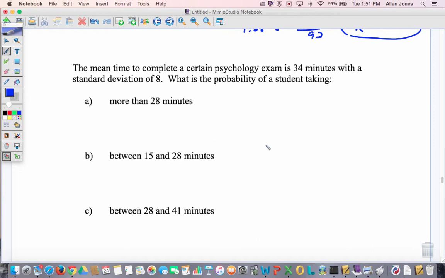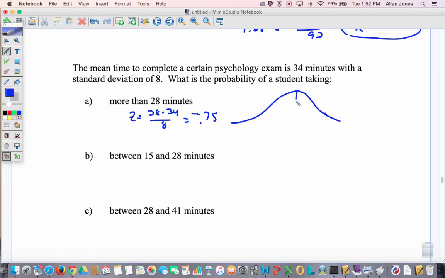Let's try a few more here. The mean time to complete a certain psychology exam is 34 minutes with a standard deviation of 8. What is the probability of a student taking more than 28 minutes? Z-score for 28 minutes: 28 minus our mean of 34 divided by 8 is a z-score of negative 0.75.